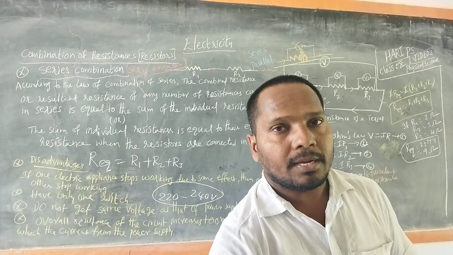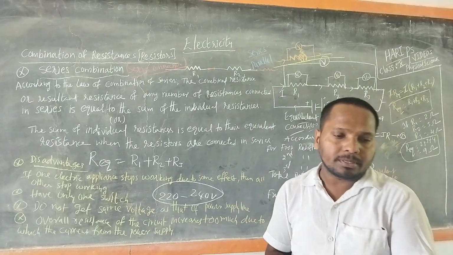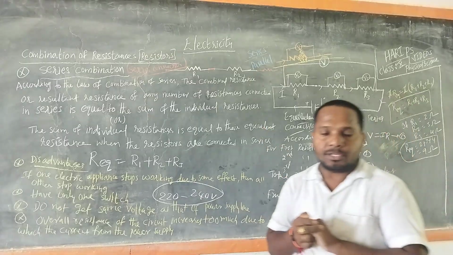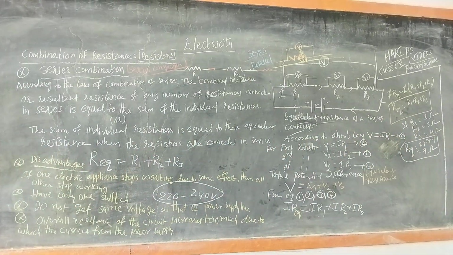In the next class we will solve some problems regarding series combination. I hope you understood everything I wrote on the board. Practice the derivation of the equation, it is very simple. The series combination is very important, and observe what happens to the equivalent resistance. The circuit diagram is very important, and that derivation is one of the important concepts in the chapter on electricity.